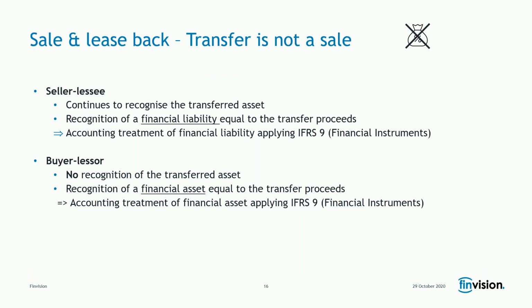If the transfer is not a sale, then the seller lessee will continue to recognize the transferred asset, and it will recognize a financial liability equal to the transfer proceeds. That liability should be accounted for applying IFRS 9, which is the topic of our next webinar. The buyer lessor will not recognize the transferred asset because no sale has taken place, but it will recognize a financial asset equal to the transfer proceeds, and then again the accounting should be done in accordance with IFRS 9.